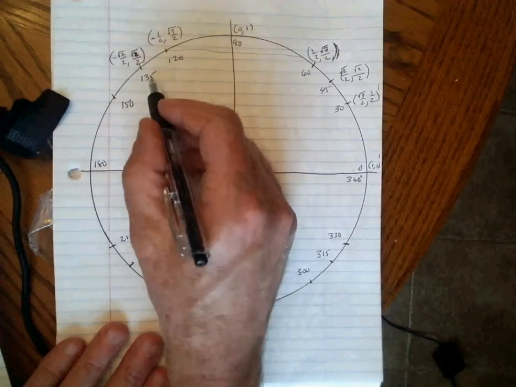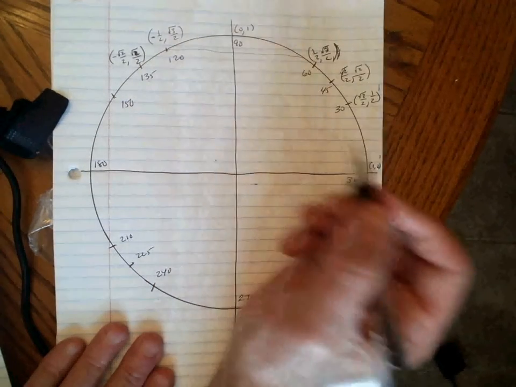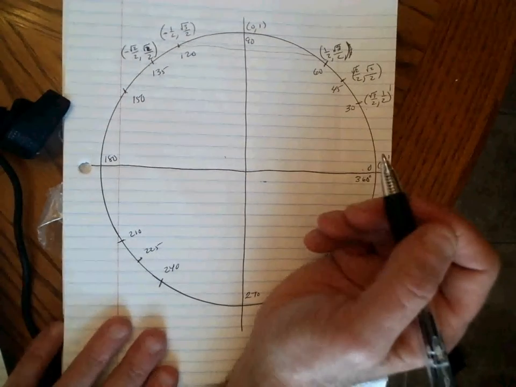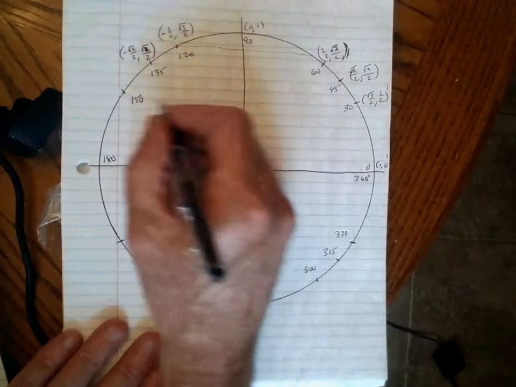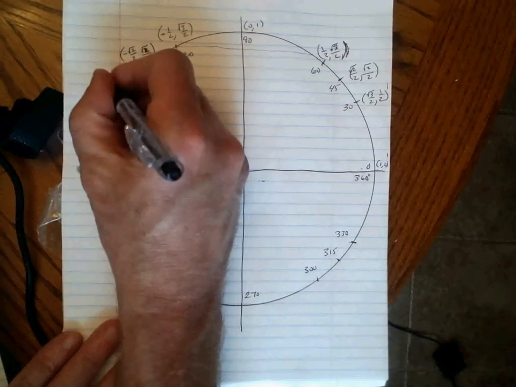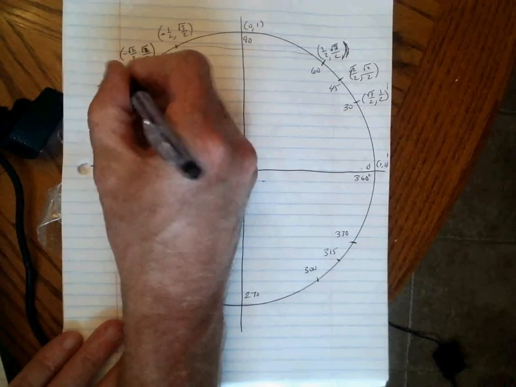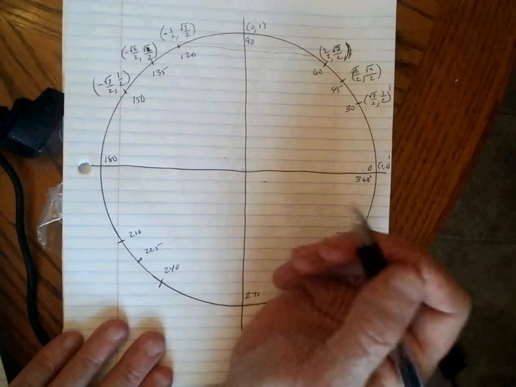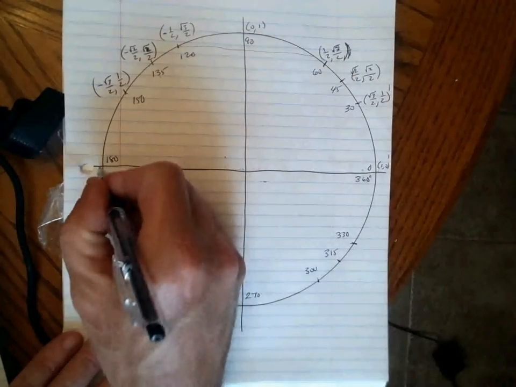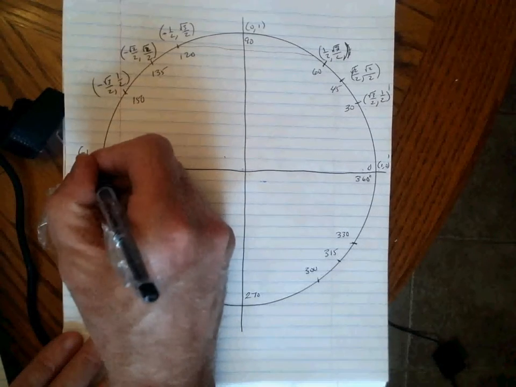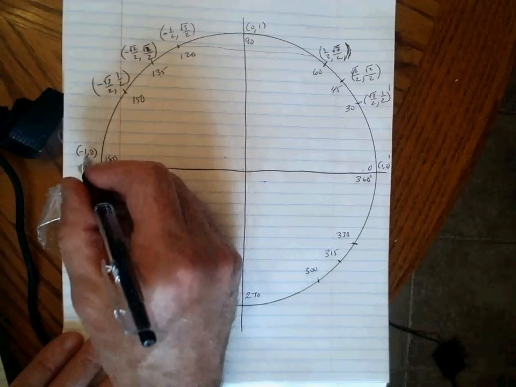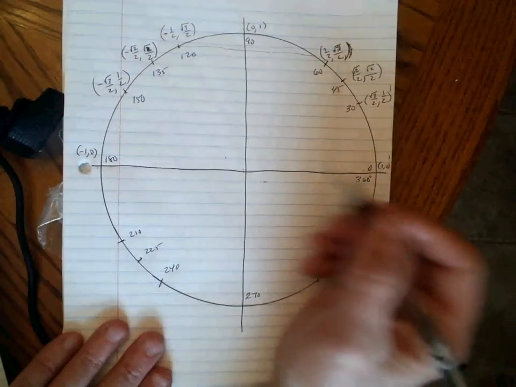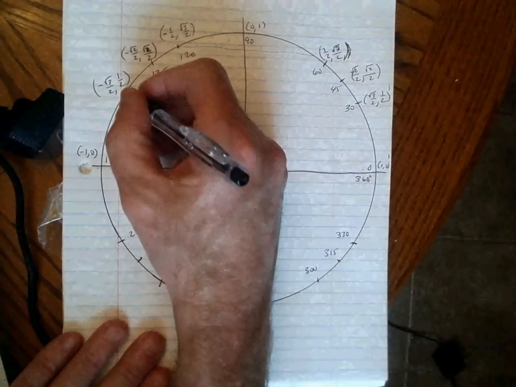So the cosine of 135 is negative square root of 2 over 2. The sine of 135 is square root of 2 over 2. You can confirm that with your calculator or the internet. 150, symmetric here, makes this the negative square root of 3 over 2 and positive 1/2. Again, confirm all these values on your calculator. Coordinates here, negative 1, 0. The sine of 180 is 0 and the cosine of 180 is negative 1.